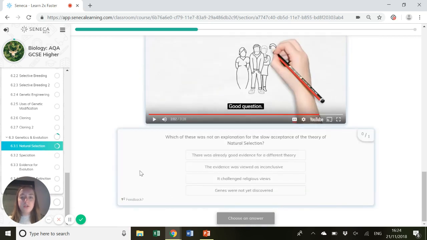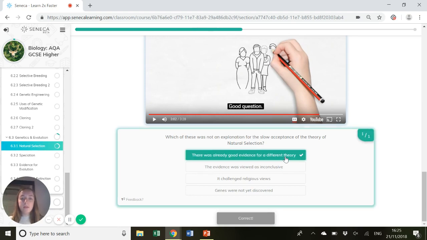So which of these was not an explanation for the slow acceptance of the theory of natural selection? There was already good evidence for a different theory. There wasn't enough evidence for his theory. The evidence was viewed as inconclusive. Yep, that's correct. It challenged religious views. That's correct. Genes weren't discovered yet, so it's the first one.